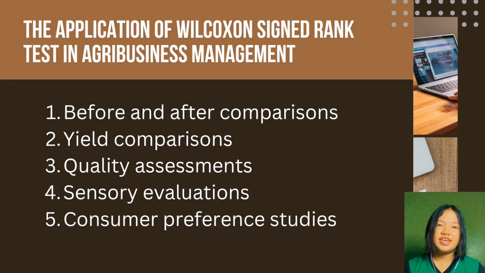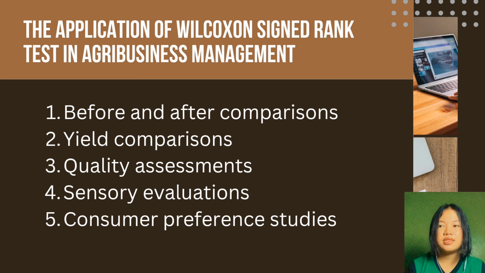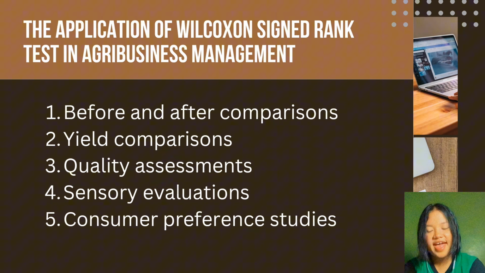We are now in the application of the Wilcoxon signed-rank test in agribusiness management. It has 5 applications, namely before and after comparisons, yield comparisons, quality assessments, sensory evaluations, and consumer preference studies. By utilizing the Wilcoxon signed-rank test in agribusiness management, decision makers can make data-driven decisions, evaluate the effectiveness of interventions, assess product quality, and gain insights into consumer preference.